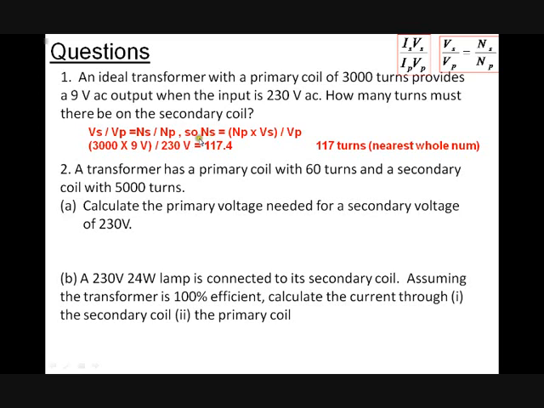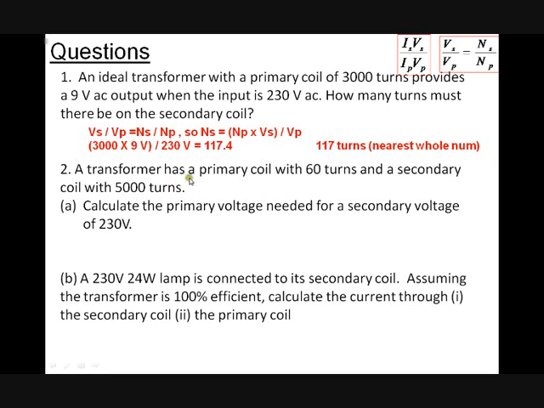If I put my numbers in, the number of turns on the primary was 3000, 9 volts is the voltage on the secondary, 230 volts is the voltage on the primary, and if you put all that in and go to the nearest whole number, there must be 117 turns on the secondary coil.